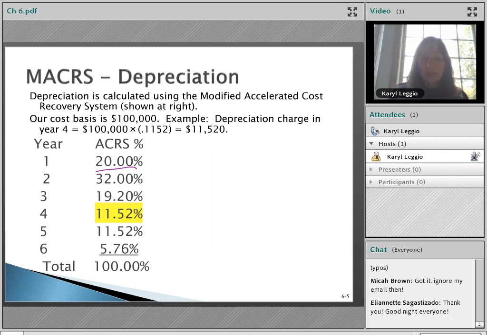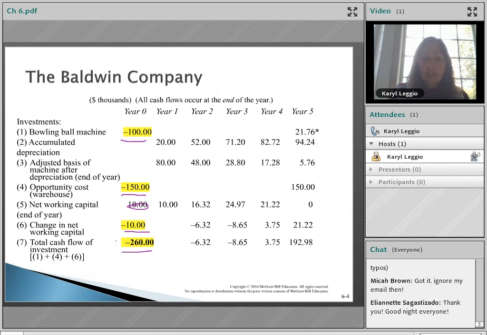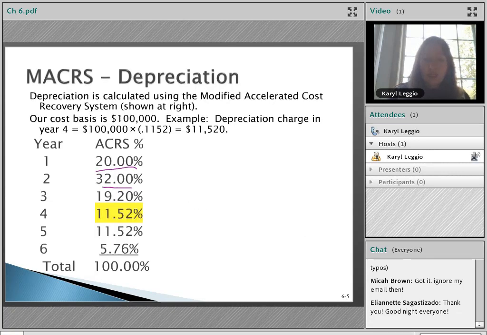In the second year, it's $32,000. It's 32% of the $100,000. So you go back to that same initial cost of the machinery, $100,000, and it's going to be 32% depreciation, so it would be $32,000. So what this sheet shows you is that depreciation in year one is $20,000. This is an accumulated depreciation number. In year two, remember depreciation was $32,000, so we have accumulated $52,000 in depreciation. In year three, our depreciation is 19.2% or $19,200.